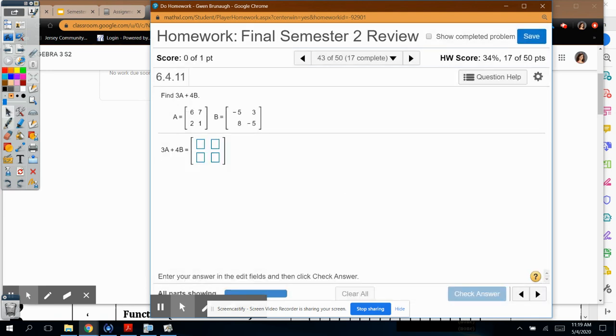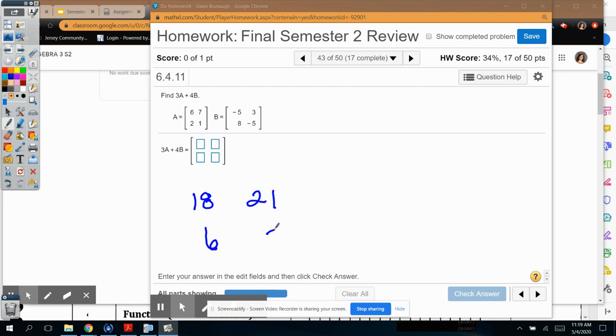Take 3A plus 4B. I like to do this by hand. You could use your calculator if you want. Take 3 times A, and I'm going to get 18, 21. 3 times 2 is 6. 3 times 1 is 3. I will add to it 4 times B, which is negative 20, 12. 4 times 8 is 32. 4 times negative 5 is negative 20.